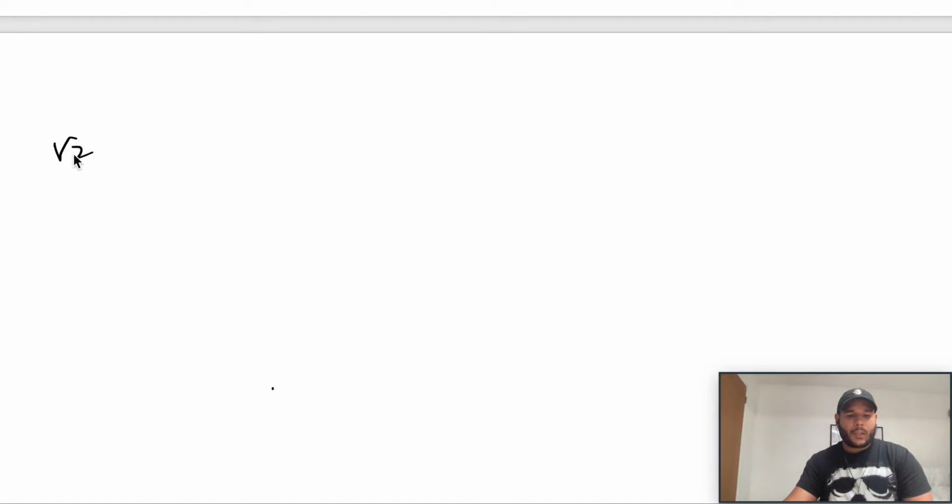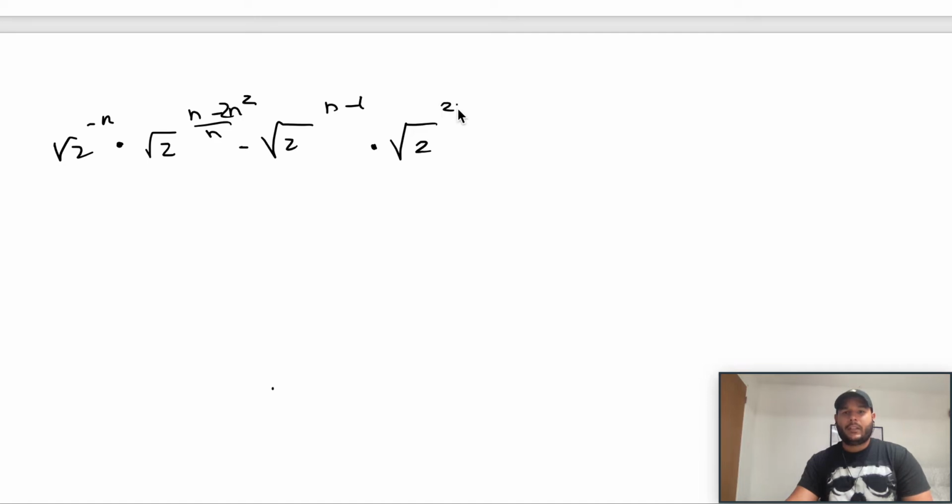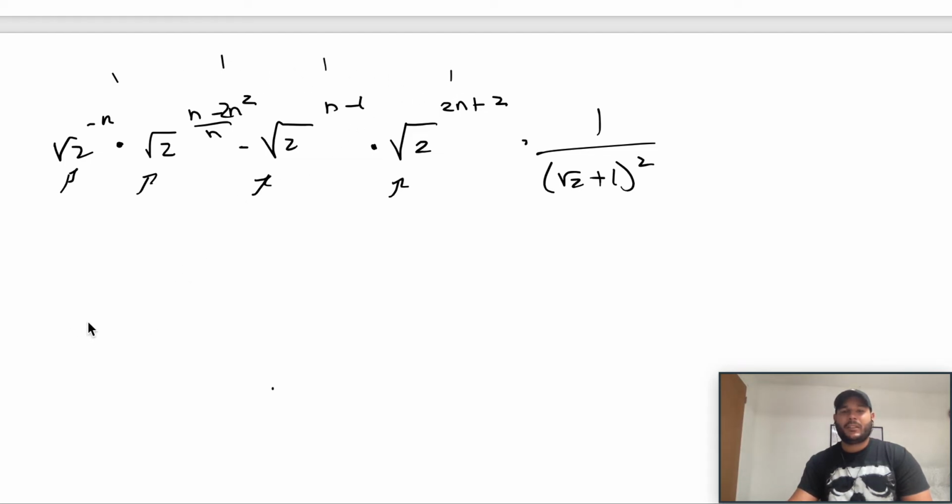Square root of 2 elevated to the negative n times square root of 2 elevated to n minus 2n squared over n times square root of 2 elevated to n minus 1. And let's see, am I missing any terms? Yes, I'm missing one more. Square root of 2 elevated to positive 2n plus 2. And then finally, I must multiply that by 1 over square root of 2 plus 1 elevated to the second power. Now, very interesting. Notice that all of these have the same base, which means I can now just add all those exponents. So we're going to do that now.